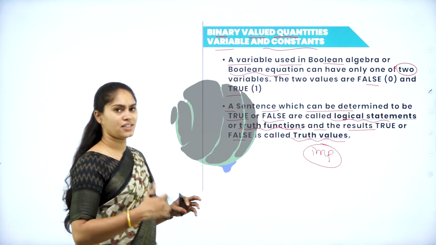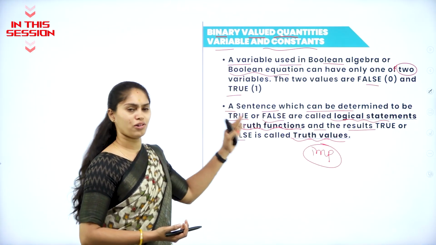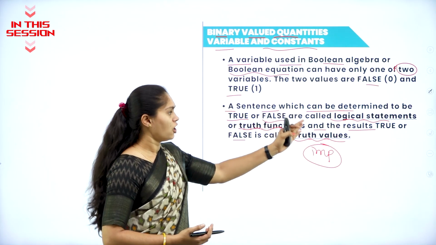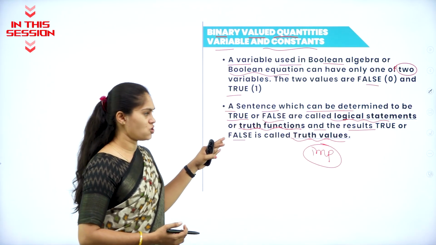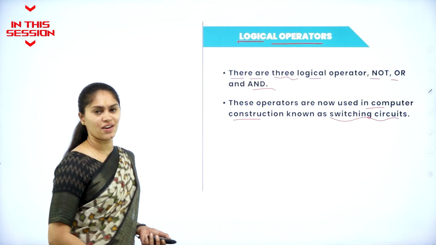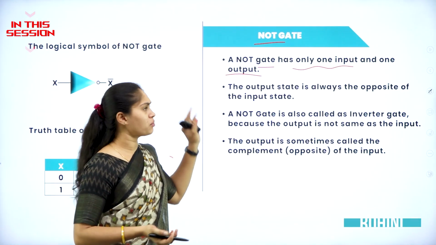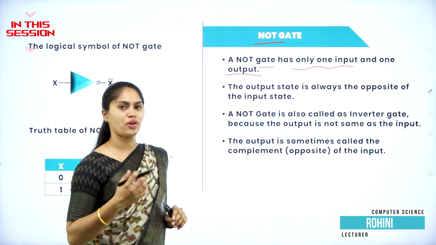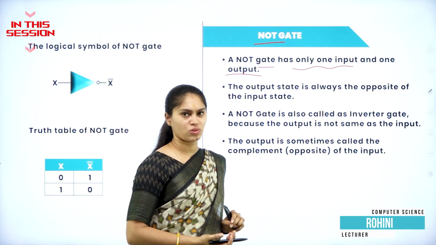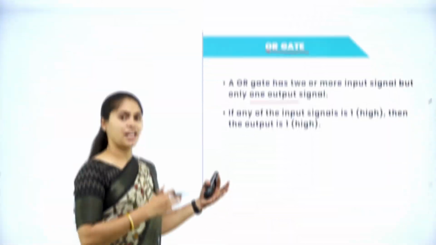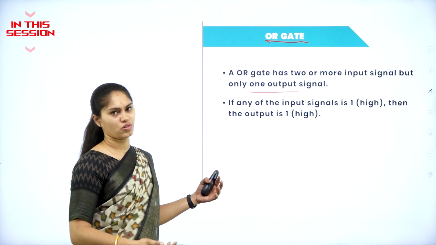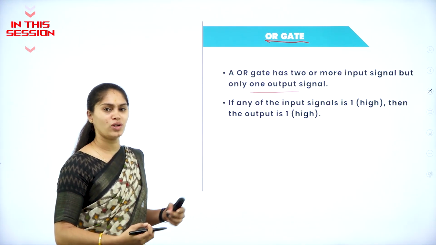which is going to be determined as either true or false will be considered a logical statement or a truth function. Switching, in a sense, is related to Boolean, that is, zeros and ones. When I am talking about the NOT gate, it takes only one input signal and produces only one output signal. If any one of the input signals is high, then the output will be high, because we are performing Boolean addition.